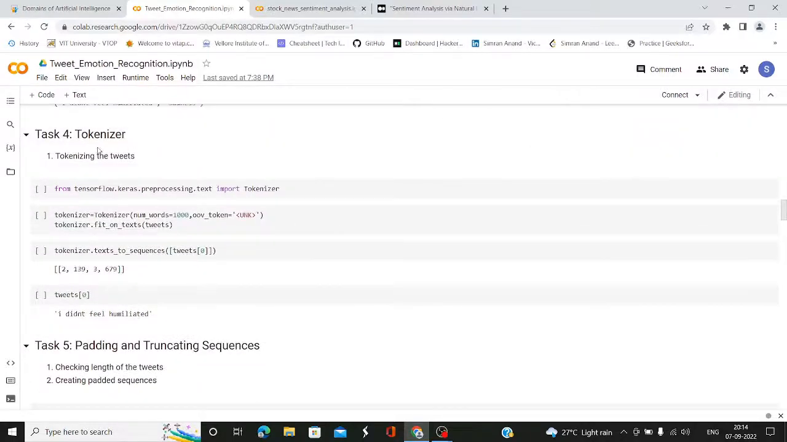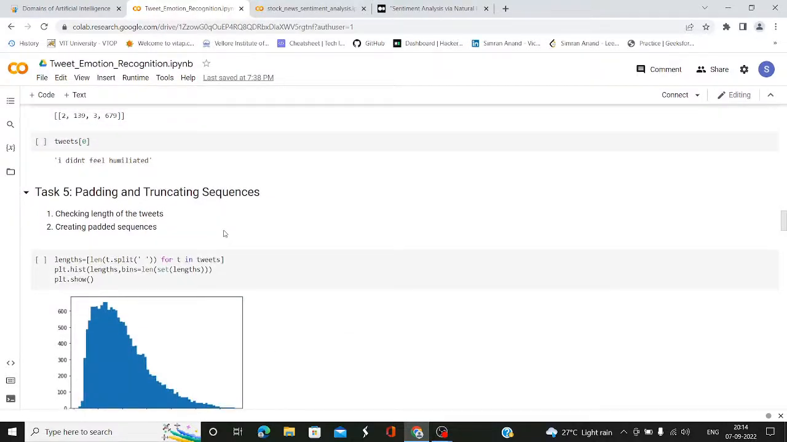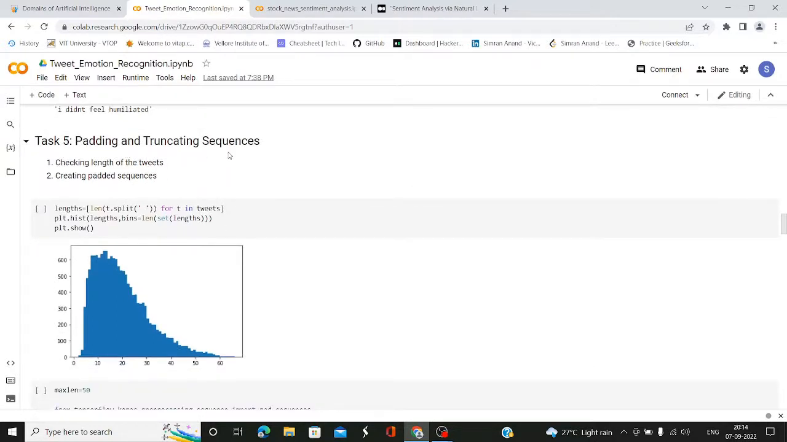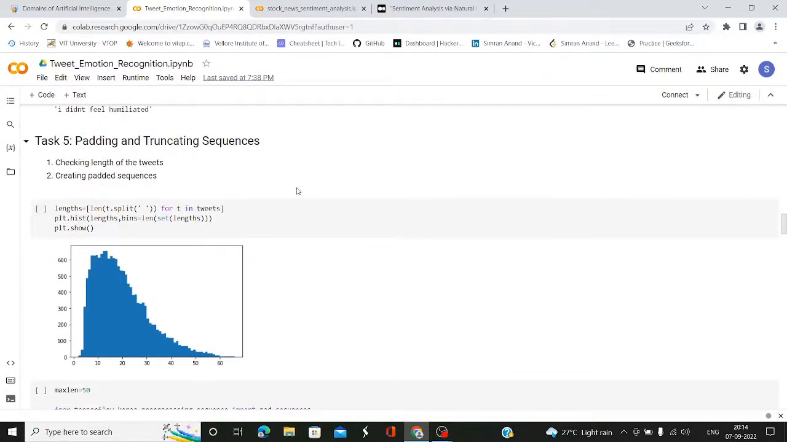Then the fourth task is tokenizing the tweets, that is splitting or chunking the text into small tokens. Then padding and truncating sequences. Padding is done to remove all the missing data. Whatever data is there, we are imputing it, or removing the missing data, or replacing it with some other data. Truncating is removing the redundant or irrelevant data, and padding is to make it of uniform length. So if we do not have uniform data, we can make a uniform data set using the padding technique in neural networks.